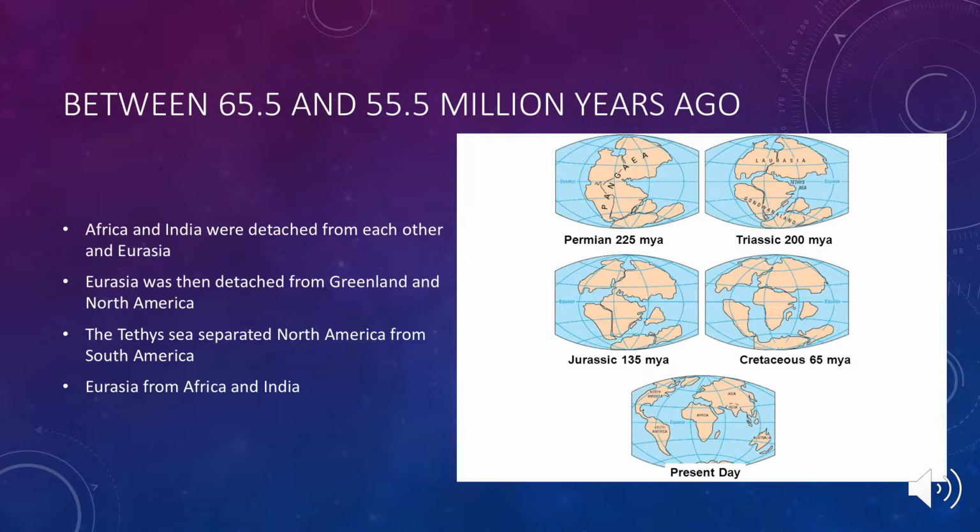Between 65.5 and 55.5 million years ago, Africa and India were detached from each other and Eurasia. Eurasia was then detached from Greenland and North America. The Tethys Sea separated North America from South America, and Eurasia from Africa and India.